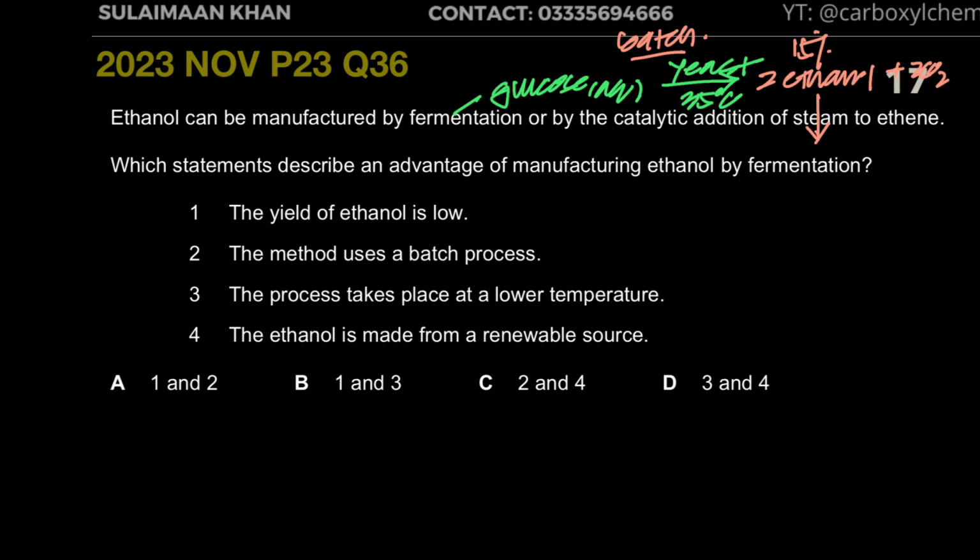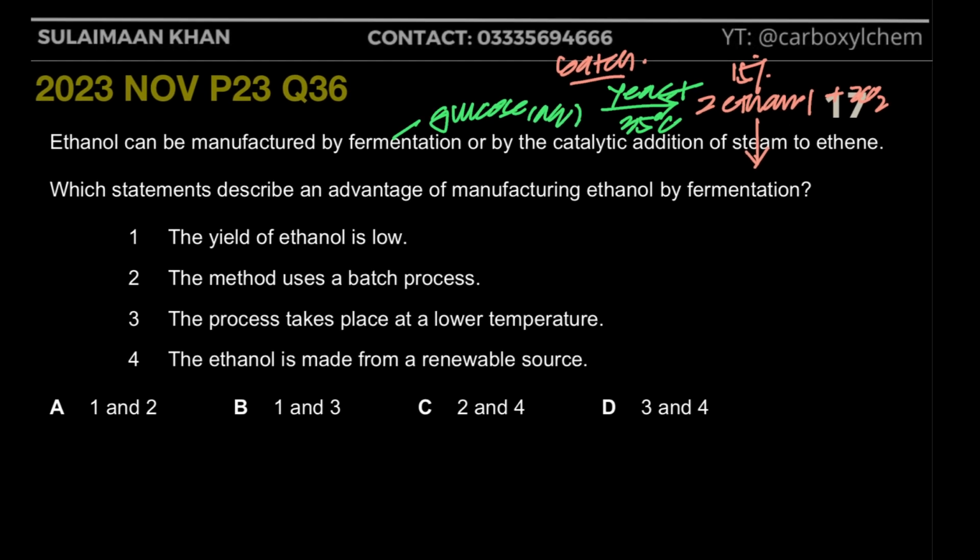Now it says, which statements describe the advantages of manufacturing ethanol by fermentation? The biggest advantage of fermentation is that you're using renewable resources, right? So the raw material is glucose, which is renewable. You're not going to run out of glucose.